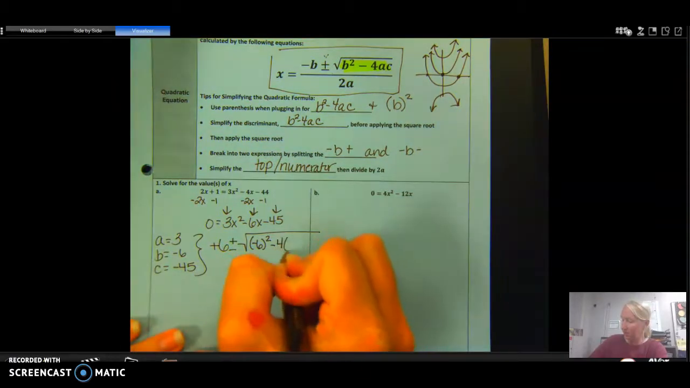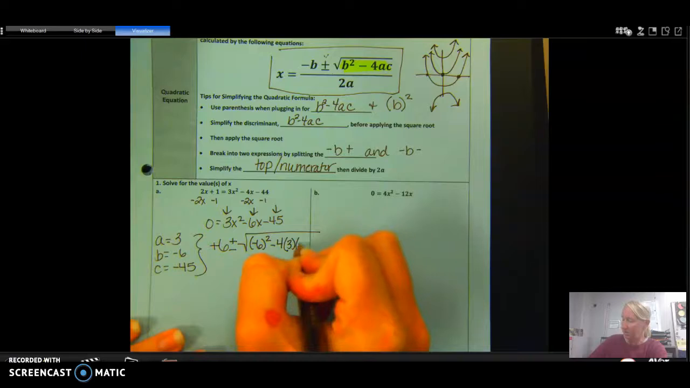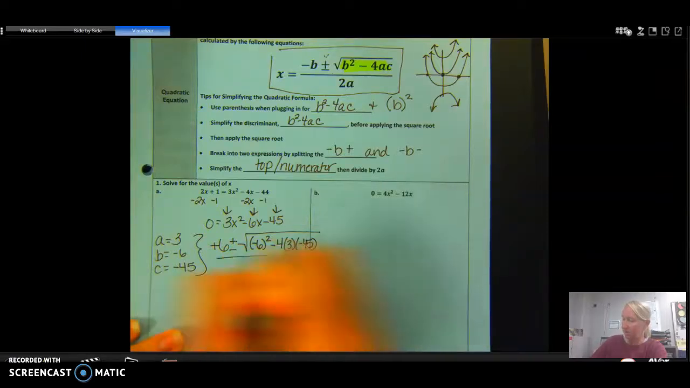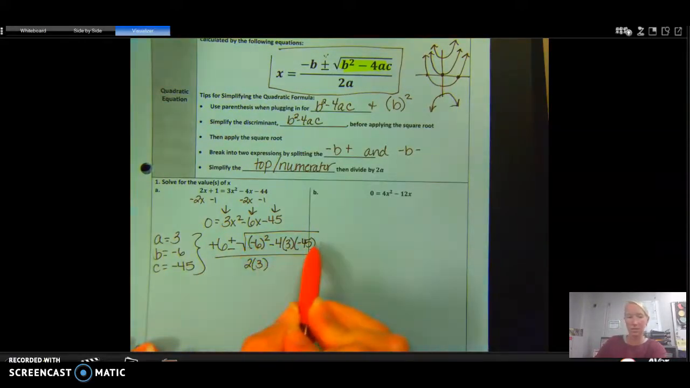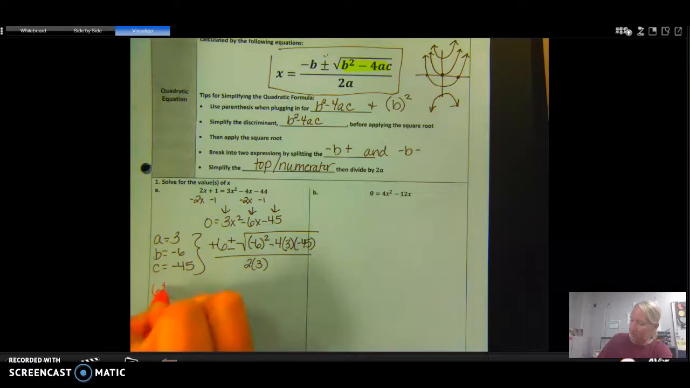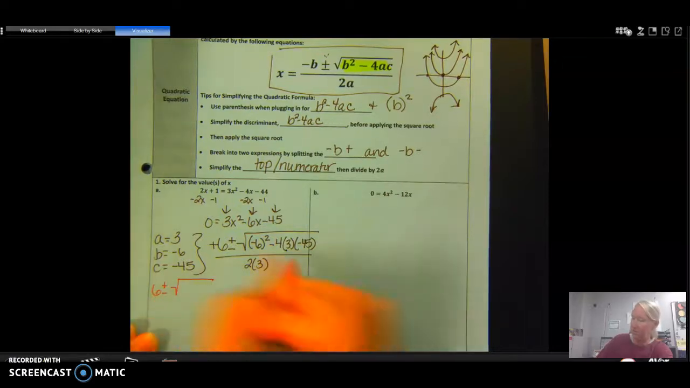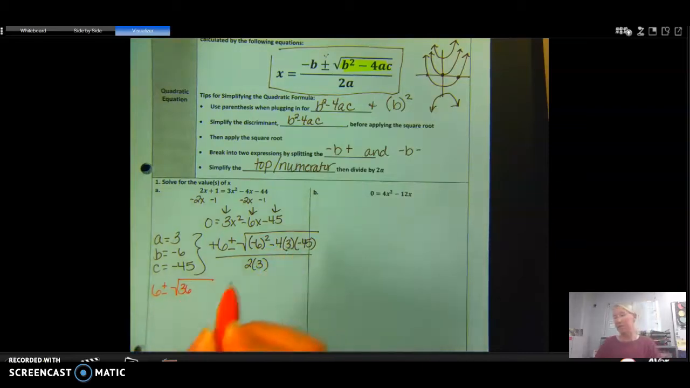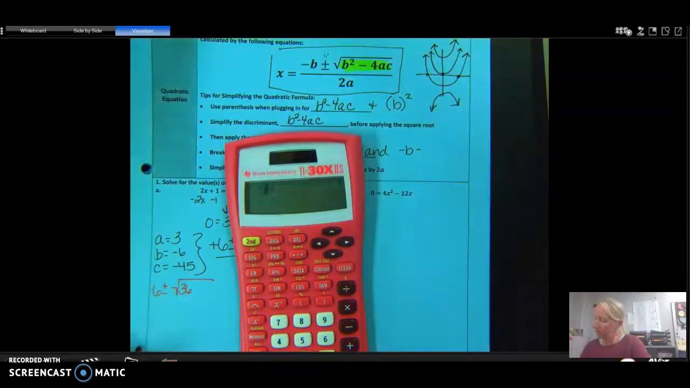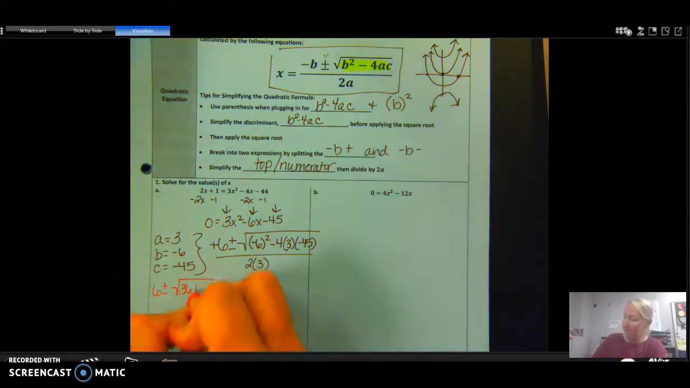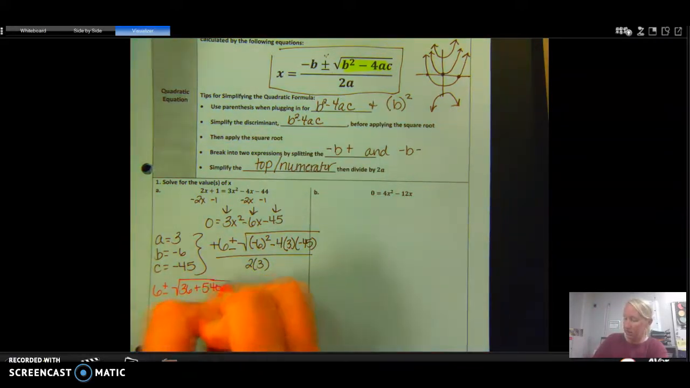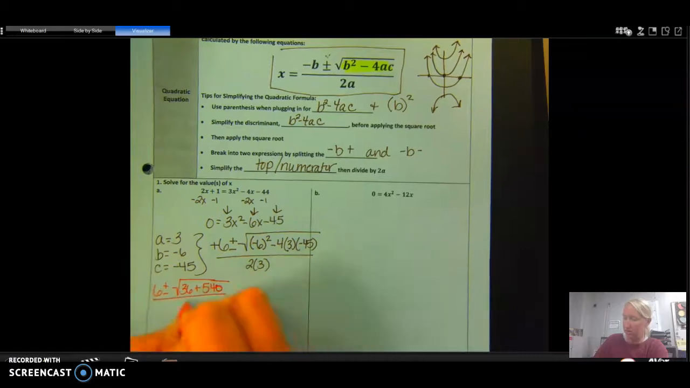Minus 4 times A, which is 3, times C, which is negative 45. All that over 2 times A. So then you start reducing this. What I'm going to reduce first is what's in the discriminant. So I'm going to keep the 6 plus or minus big square root. Negative 6 squared is 36. Negative 4 times 3 is negative 12. Negative 12 times negative 45 is a big number. It's 540. That's a positive 540 now, so I took care of the negative signs. All over 2 times 3, which is 6.